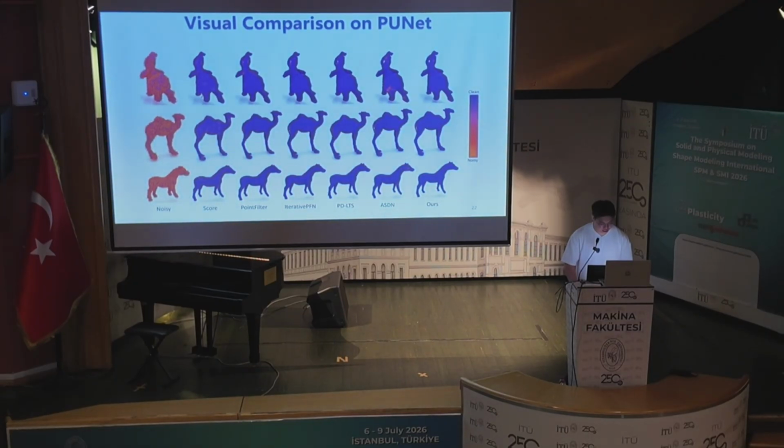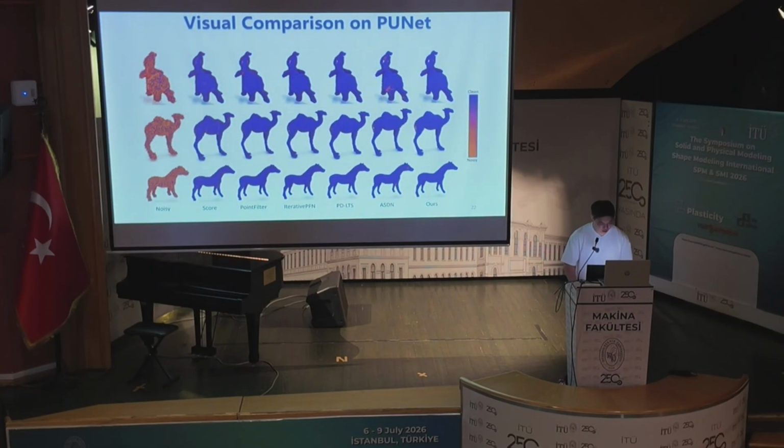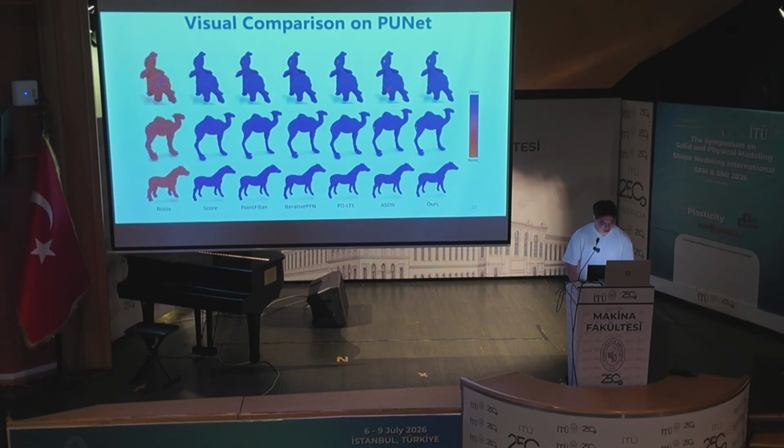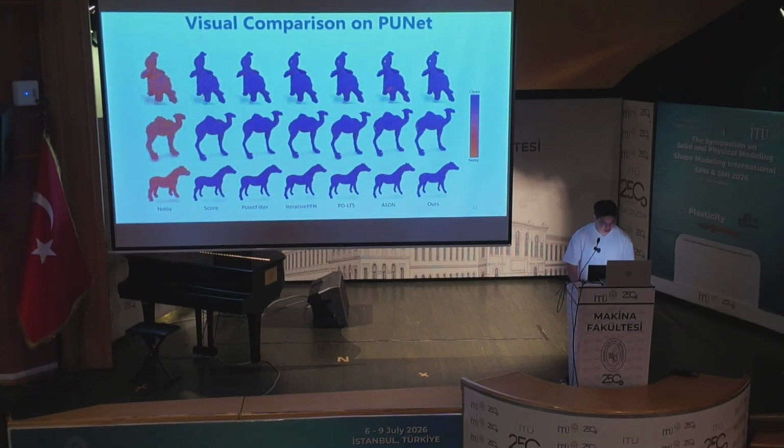The color map indicates the point-to-mesh distance, where blue means closer to the ground truth, and orange means farther. Compared with the baselines, our result contains fewer orange regions, and better preserves the overall shape, sharp boundaries, and thin structures. It demonstrates that PointInDI can remove noise while maintaining high-fidelity geometry.